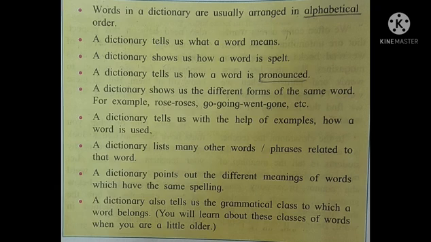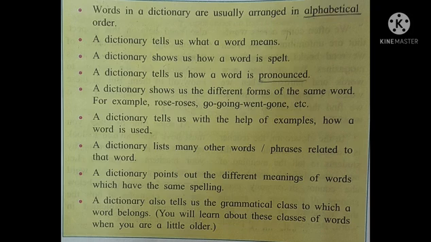Words in a dictionary are usually arranged in alphabetical order. A dictionary tells us what a word means. A dictionary shows us how a word is spelled. A dictionary tells us how a word is pronounced. A dictionary shows us the different forms of the same word. For example, rose, roses, go, going, went, gone, etc.